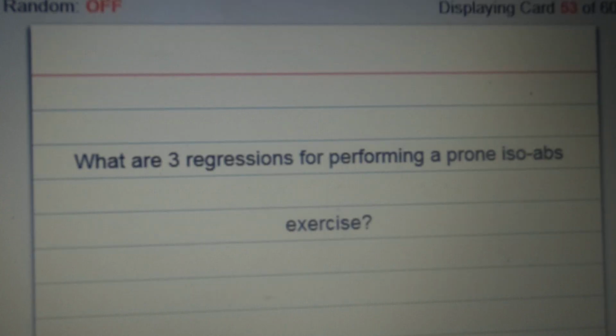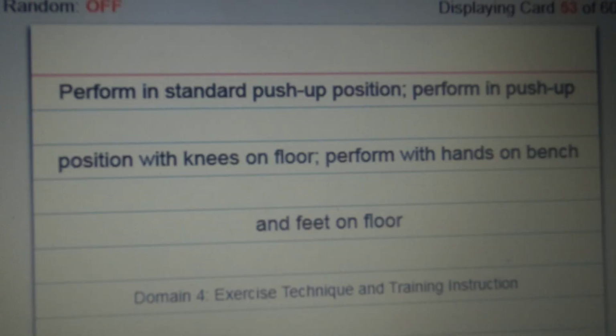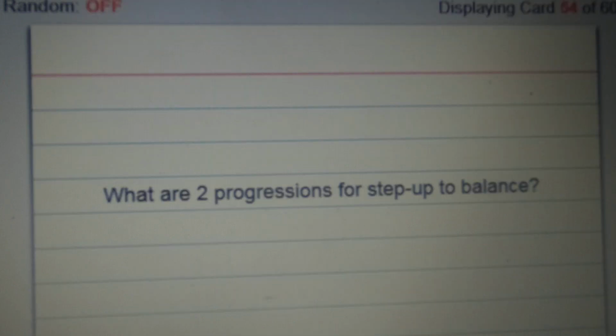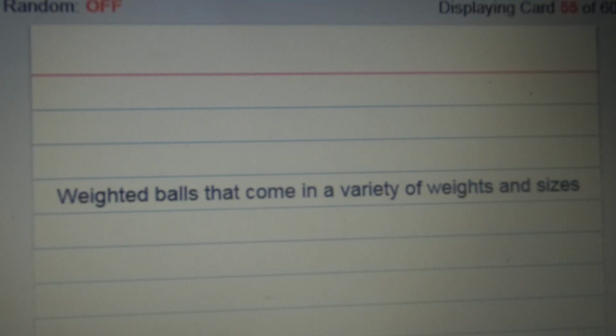What are 3 regressions for performing a prone iso ab exercise? Perform in standard push-up position, perform in push-up position with knees on floor, perform in hands on bench and feet on floor. What are 2 progressions for step up to balance? Step in frontal plane and step in transverse plane.